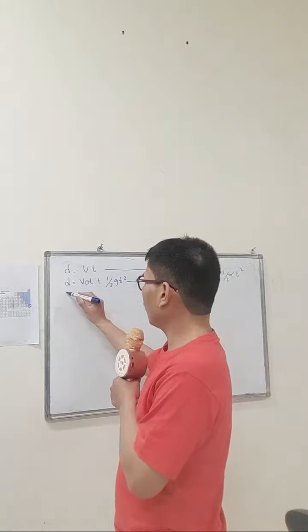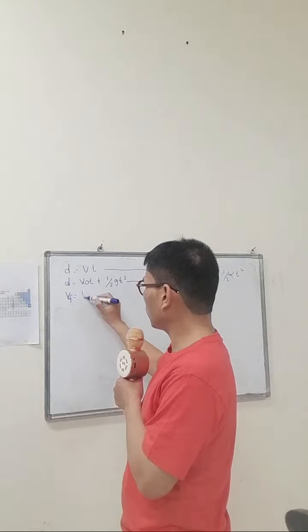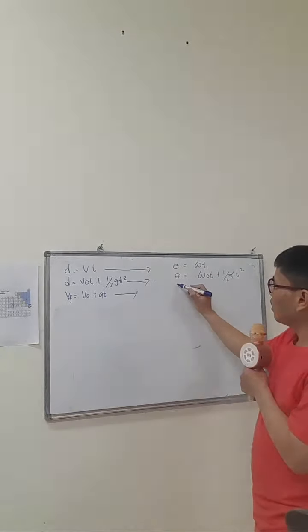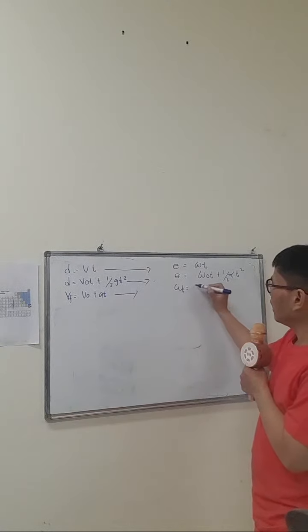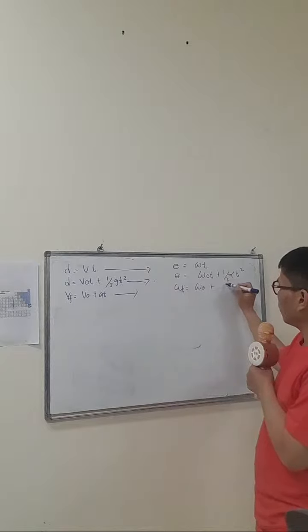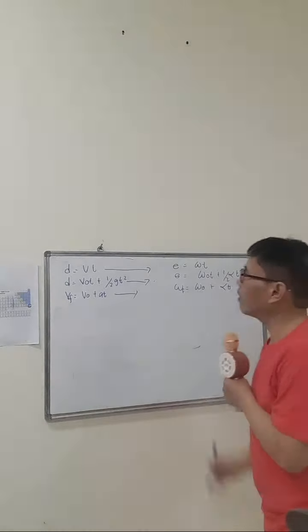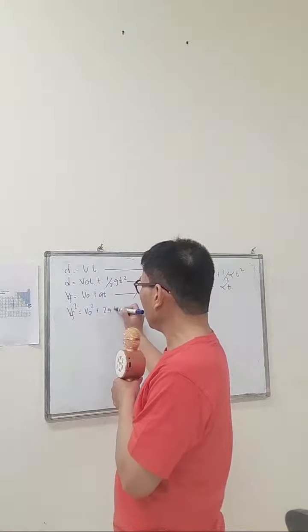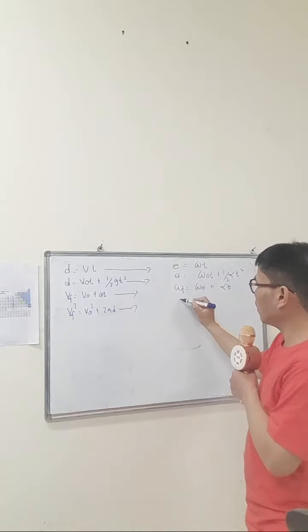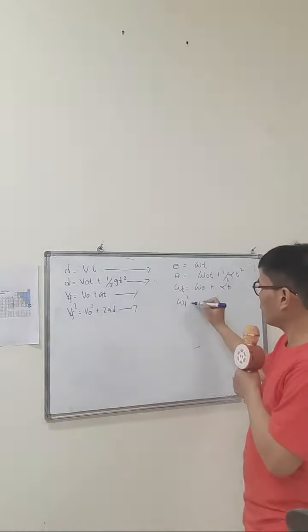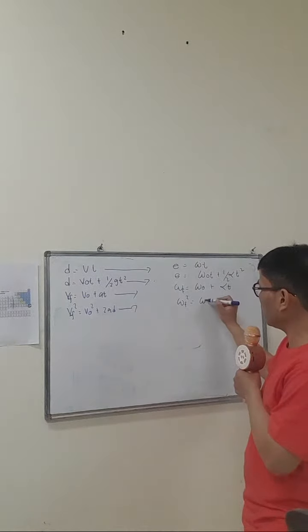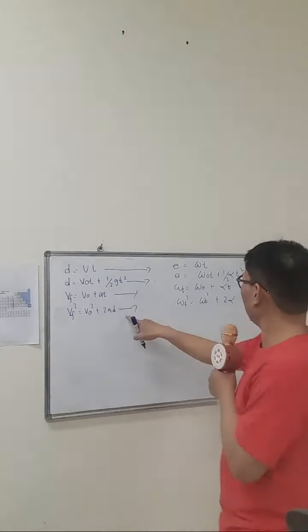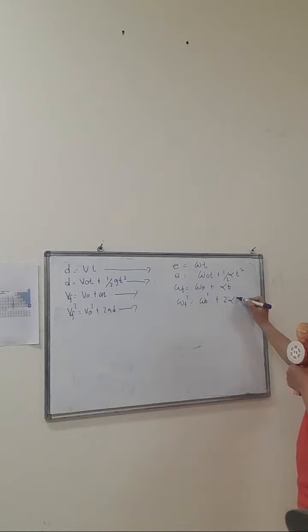If we have a final velocity equals initial velocity plus acceleration times time, it is equal also to the final angular velocity equals initial angular velocity plus angular acceleration times t. Now if we have vf squared equals v0 squared plus 2ad, it is going to be final angular velocity squared equals initial angular velocity squared plus 2 times the angular acceleration times the angular displacement theta.